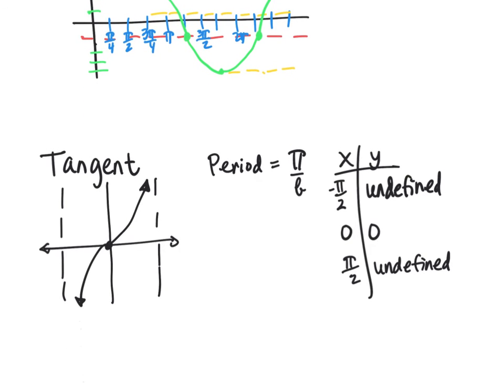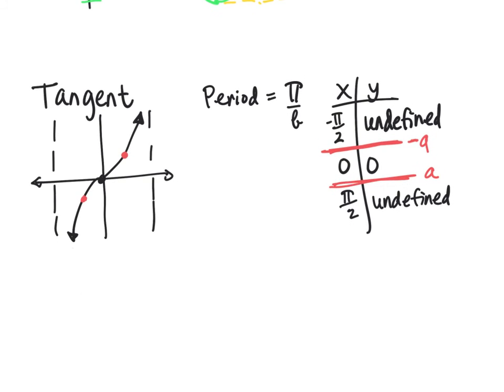The values in the middle, whatever's halfway, are going to be your negative a and your a. That's going to tell you this and this. It doesn't really ask you for amplitude on tangent, but even if you just sketched it and kept it between the dotted lines, I would pretty much be happy with that. But that's what that's coming from.